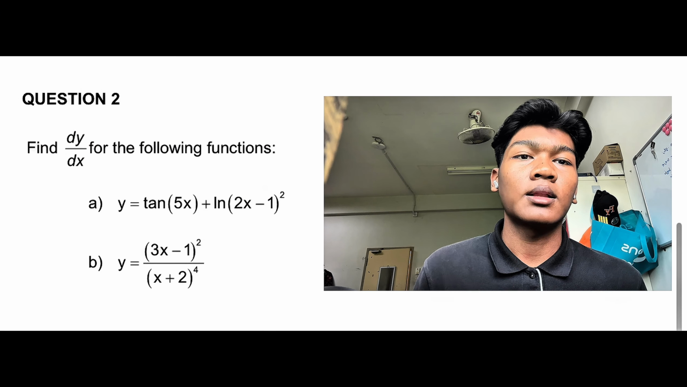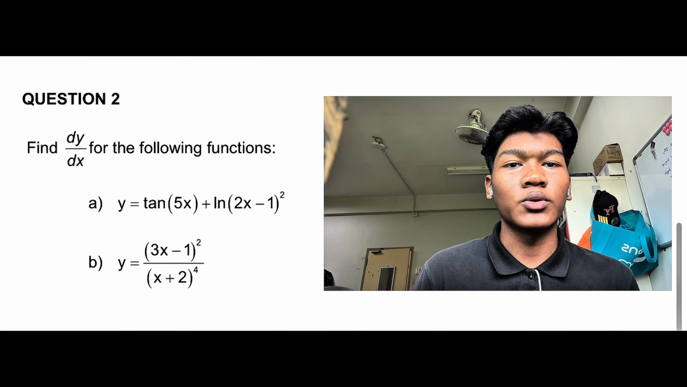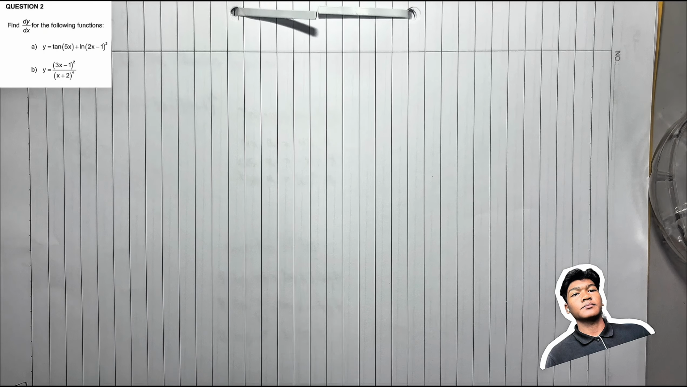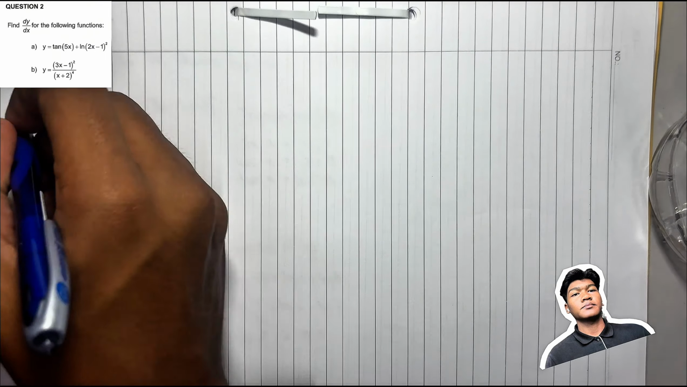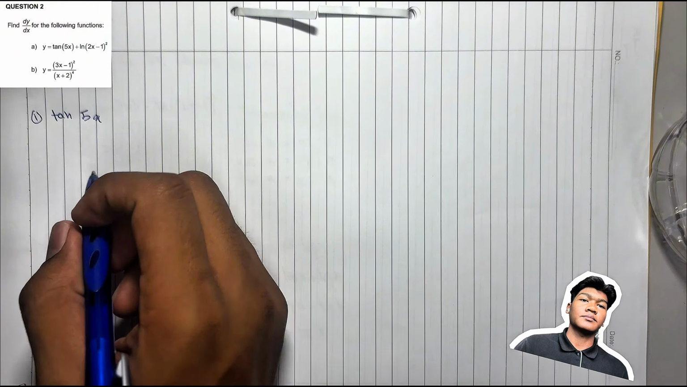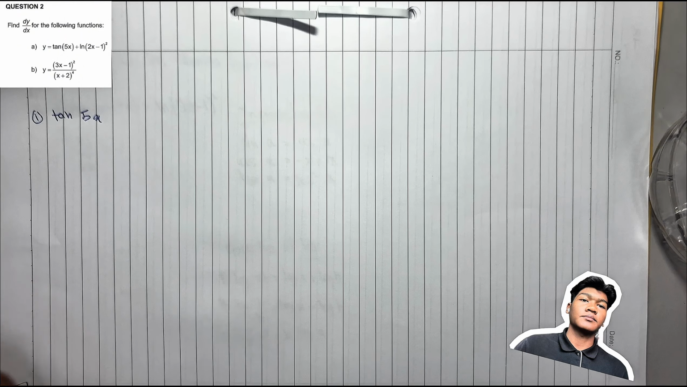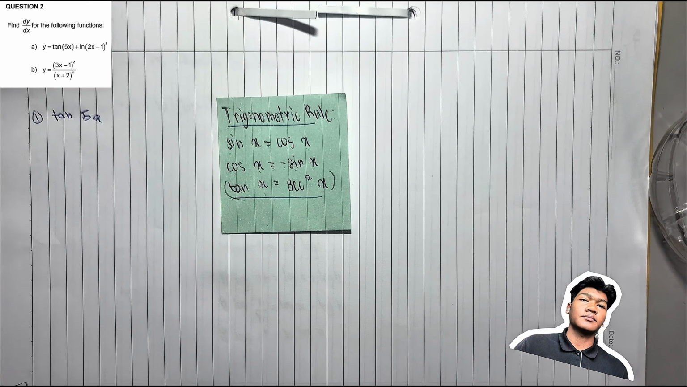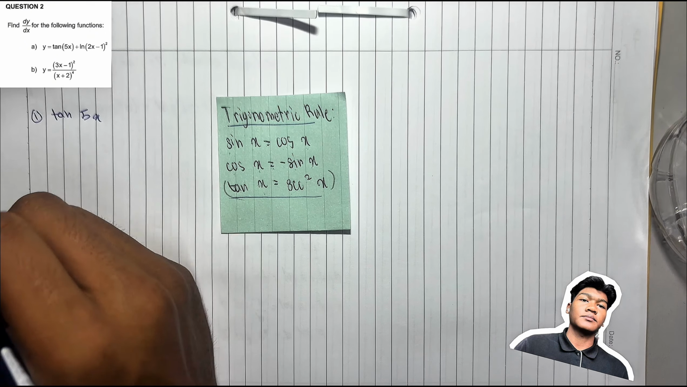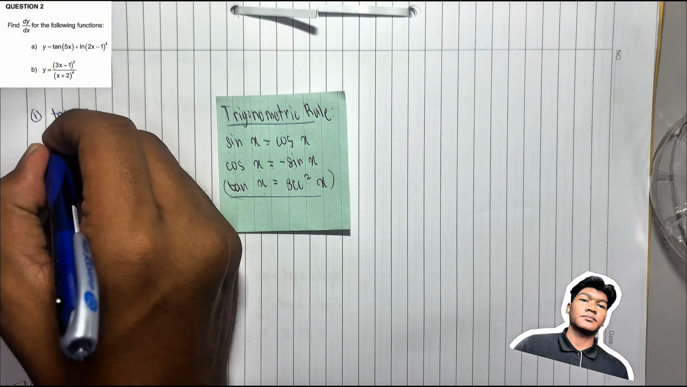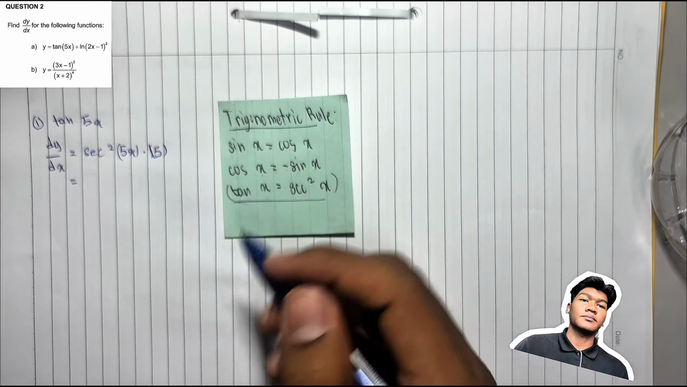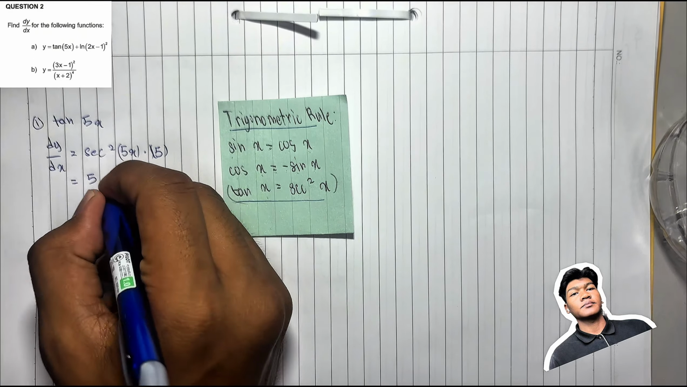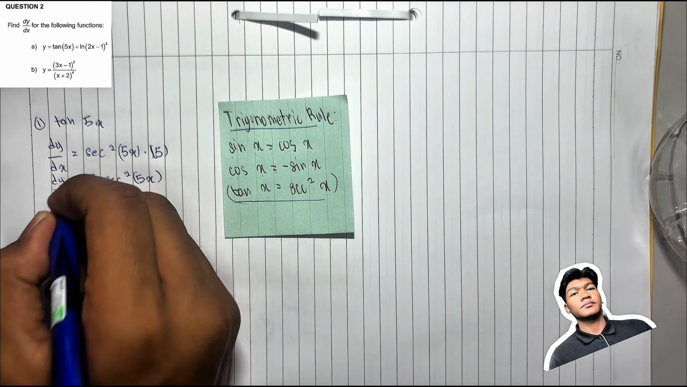Hi. So my task here is to explain to you guys question 2A and B. Let's go. The first step is we're going to differentiate tan 5x. In this equation, we can identify that the trigonometric rule is going to be applied. So we're going to use this one. After that, we're going to make this 5 go to the front, and this is done.